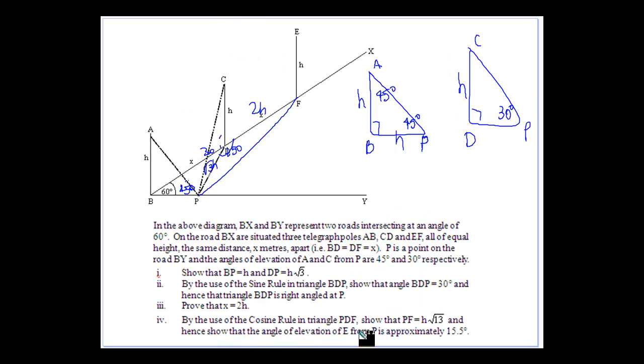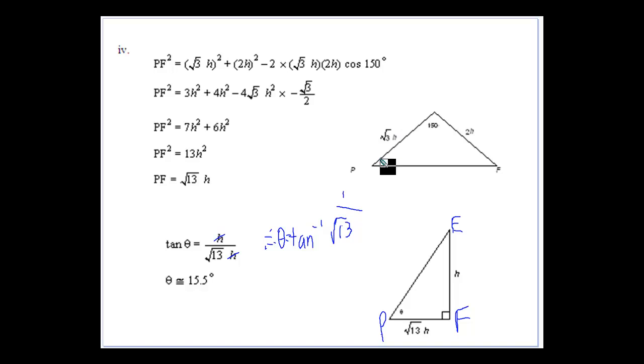And then by using the cosine rule we want to show that PF is equal to h root 13. So again, getting the triangle there and finding the outside of PF, we know that's 150. We know that's root 3h and 2h. So we just apply the cosine rule. Root minus root 3 on 2 because of cos of 150. Clean it up with our numbers, and we get 7h squared plus the 6h squared when we clean this up, and gives us 13h squared. Take the square root, gives us root 13h.